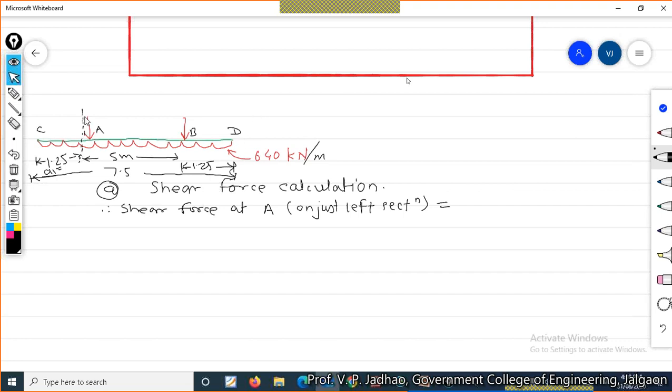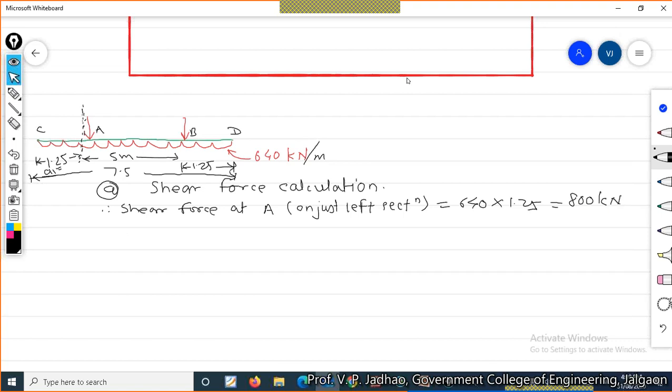So if we take a section here, the shear force at just left of A will be equal to 640 multiplied by 1.25. So this will be equal to how much? It will be 800 kilonewton.